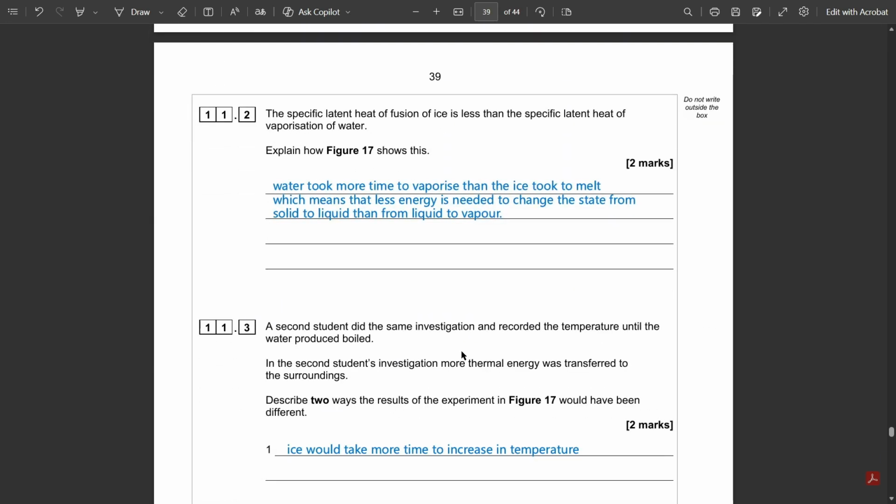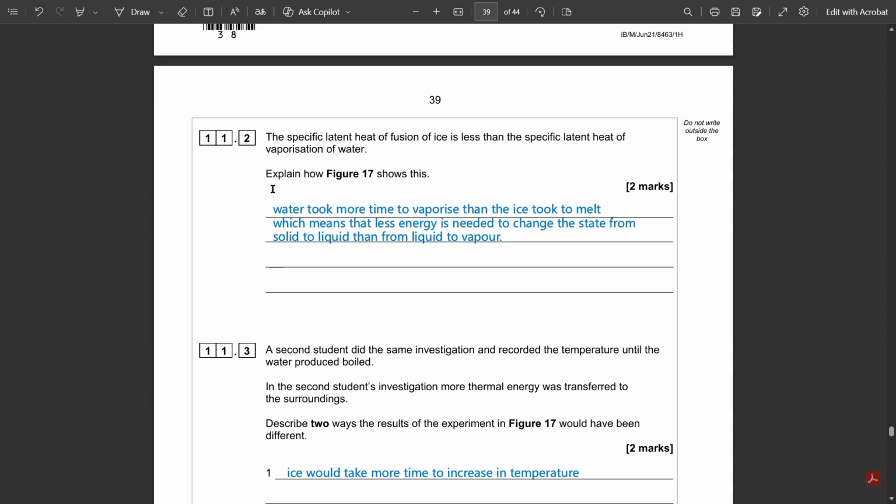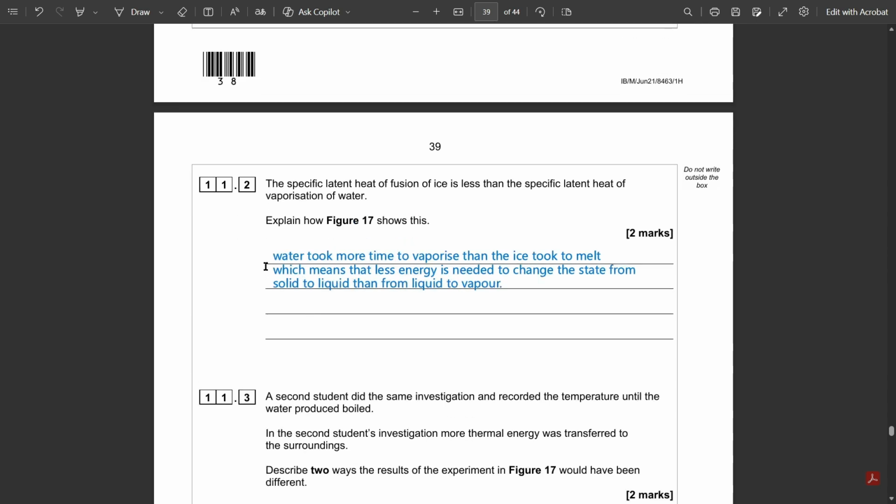For 11.2, the specific latent heat of fusion of ice is less than the specific latent heat of vaporization of water. Explain how figure 17 shows this. Well, water took more time to vaporize than the ice took to melt, which means that less energy is needed to change the state from solid to liquid than from liquid to vapor.